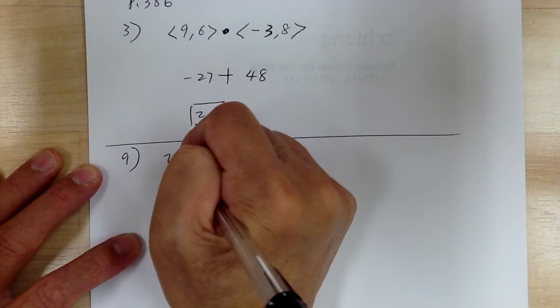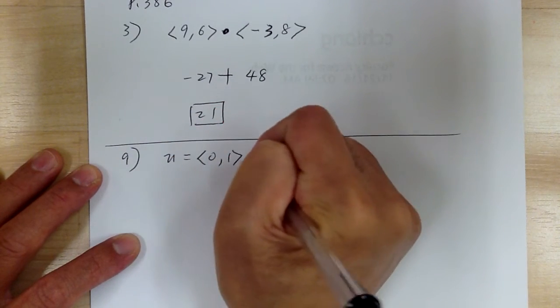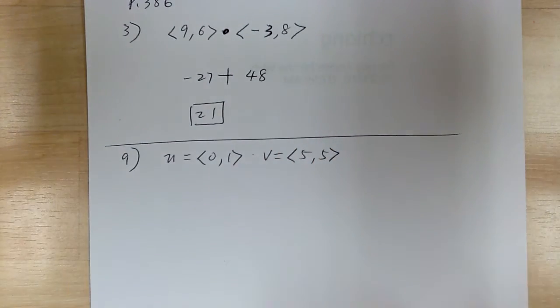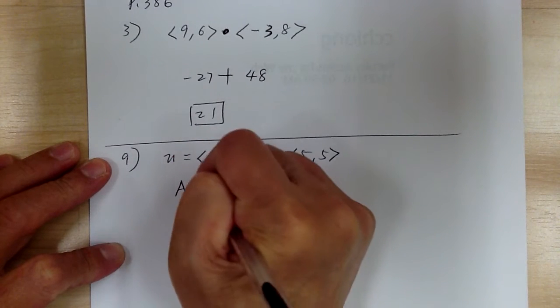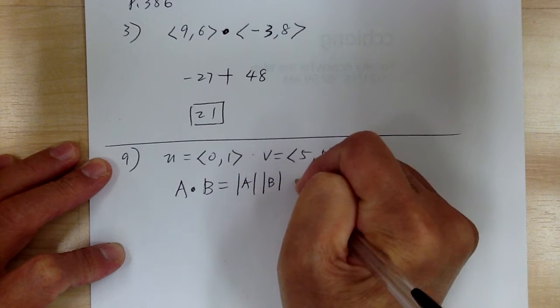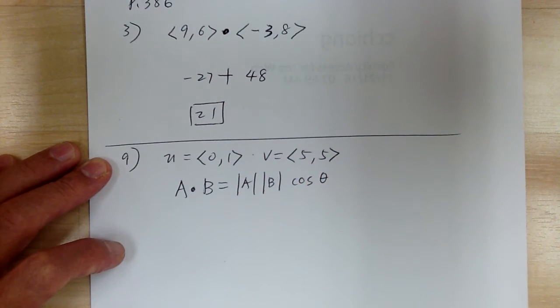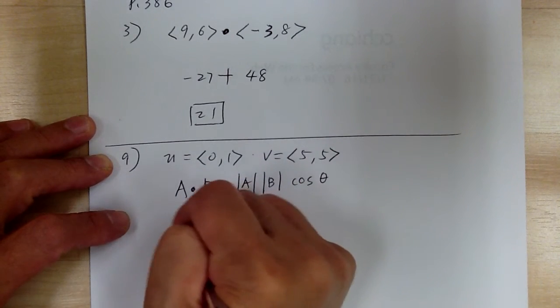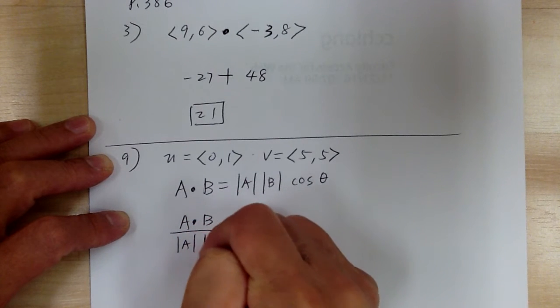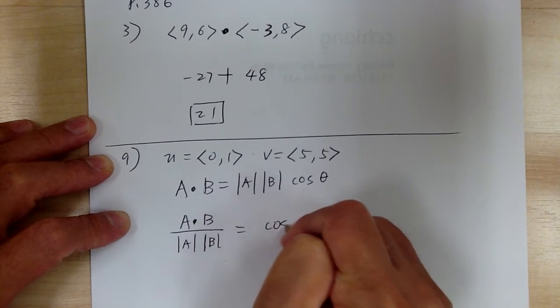Okay, let's go to number 9. The vector u is equal to 0, 1, and vector v equal to 5, 5, and you're looking for the angle between them. So you need to start with the formula: A dot B equal to the length of A times the length of B times cosine theta. You're looking for the angle between, so you have to move things around.